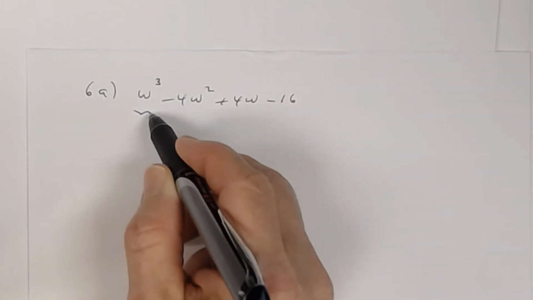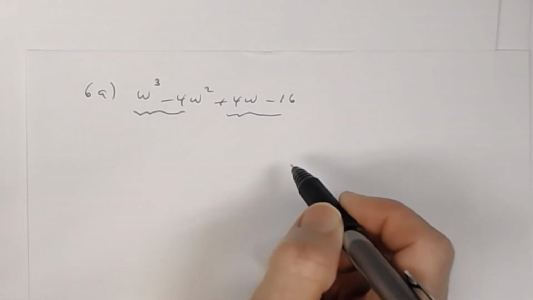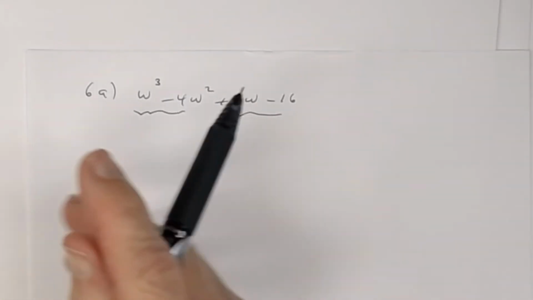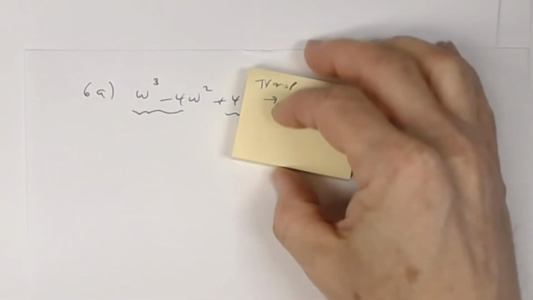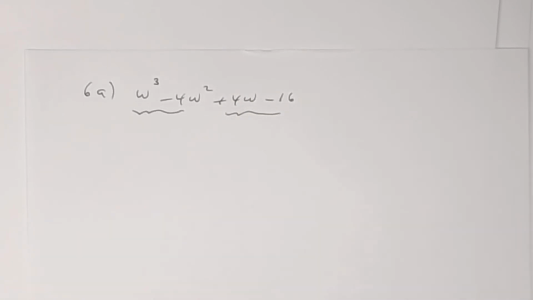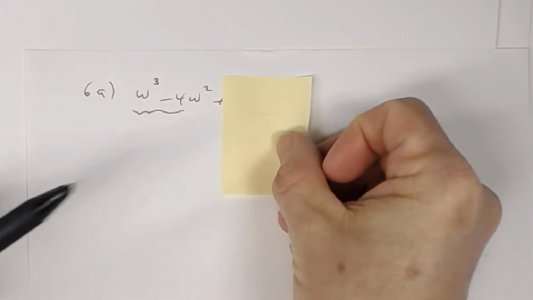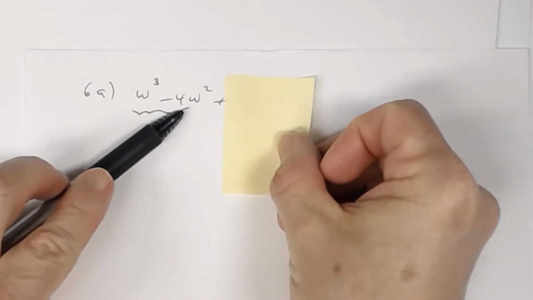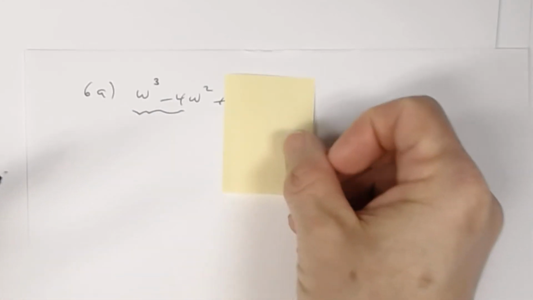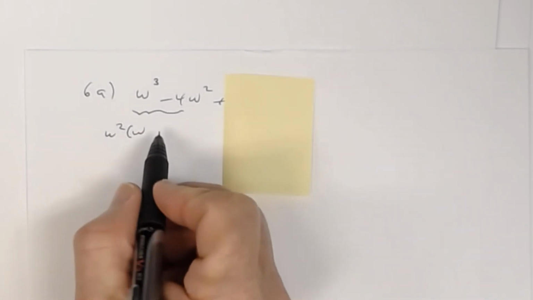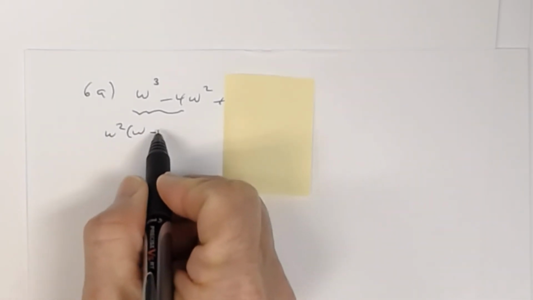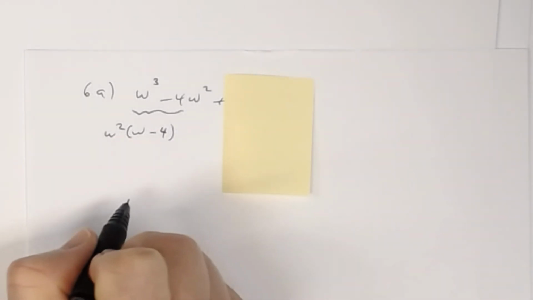So now what we're going to do is try grouping the first 2 and the last 2. In the first 2, and you may need to kind of cover this part here if you have to. So do something like this if you need to. From this group, it looks like the GCF is w squared. So I'm going to go ahead and factor out a w squared. So I get w squared times, and then w squared times w is w cubed, and then w squared times a negative 4 will give me negative w squared.